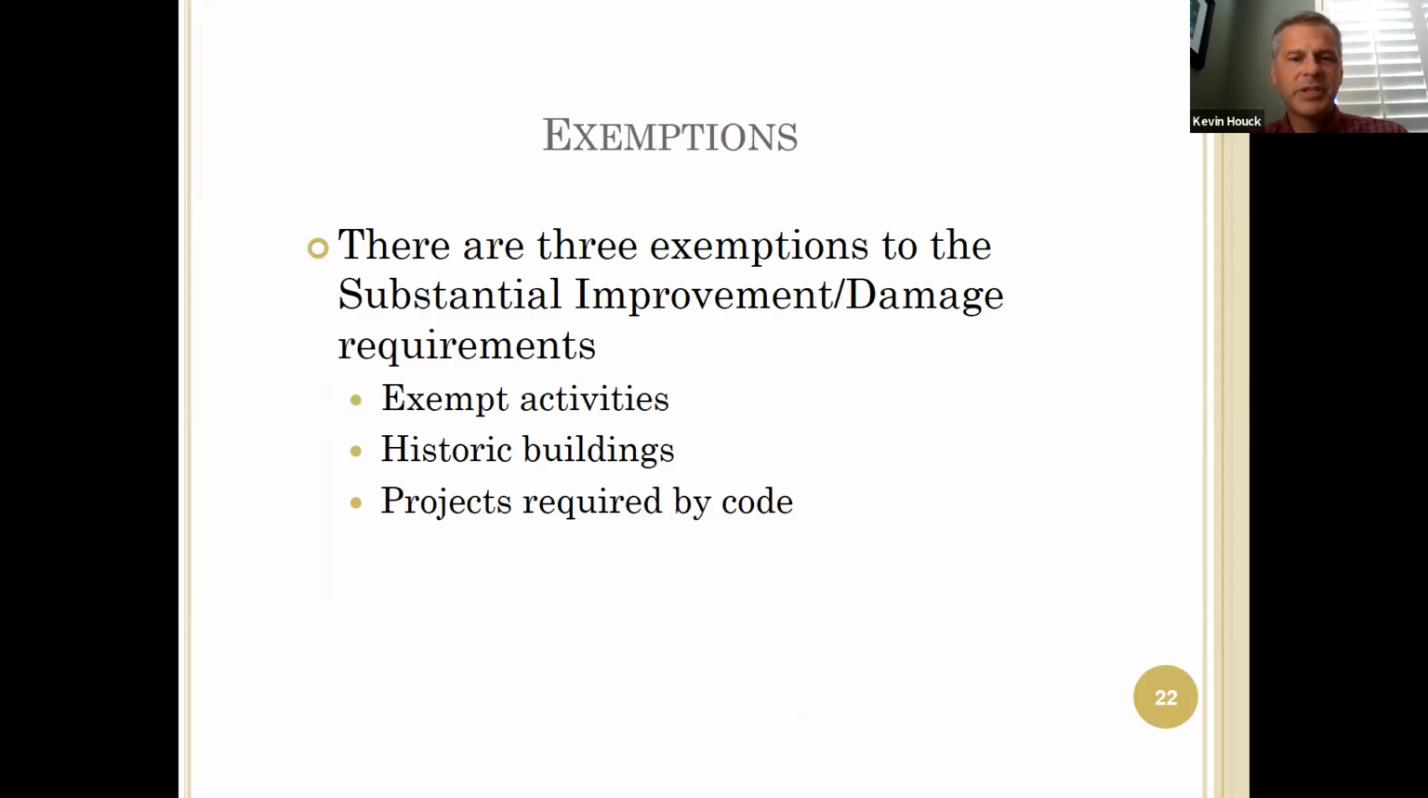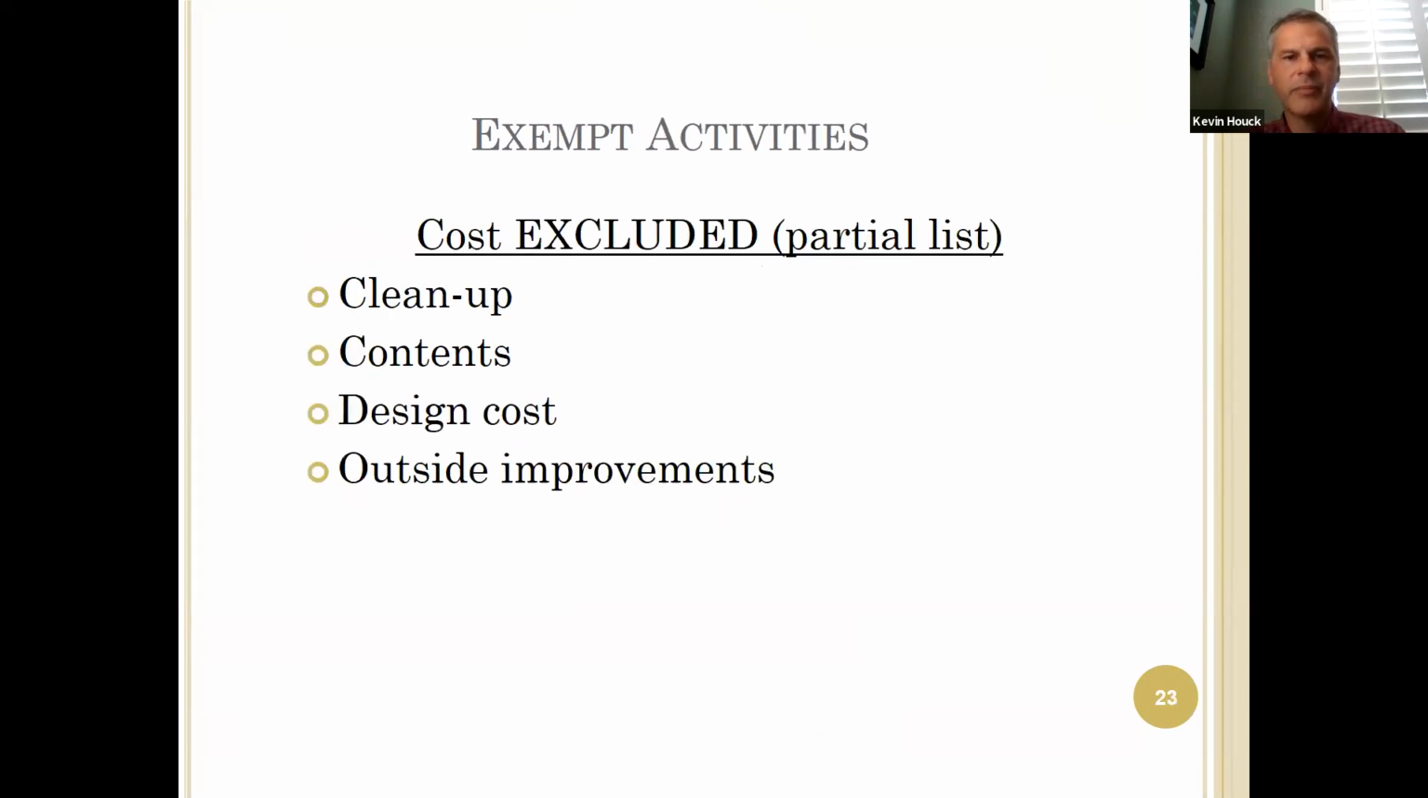Okay, three examples to the substantial improvement damage requirement, exempt activities. I believe I've got a slide on that. We already talked about historic buildings. Again, it's not just a blanket exemption, but it's allowing you to forgo certain floodplain regulations if by doing so it would remove the historic status of the building. We talked about projects required by code. We don't want to penalize people for fixing obvious safety violations in their property.